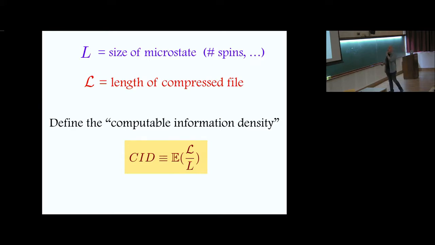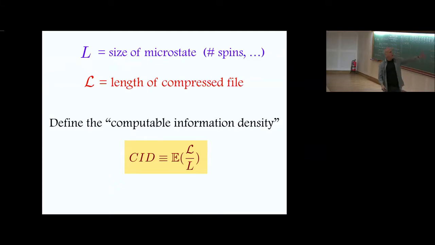Script L, calligraphic L, is the length of the file after I've compressed it using, let's say, LZ77, which is what we typically do. And I want to define this thing that we decided to give a name to, called the computable information density, computable because you can actually compute it. I'll call it CID for short. It's the average, or the expected value over the ensemble of microstates, of the quotient of the length of the compressed file to the size of the system, if you like. That's just a specific normalization.